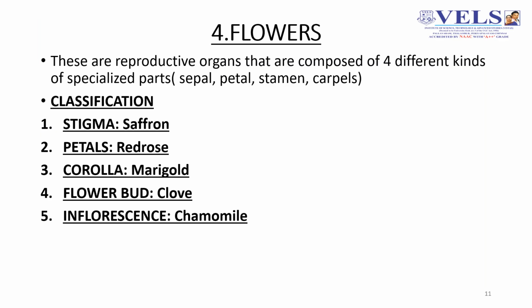So coming to the flower, these are the reproductive organs of plants that are composed of four different special parts like sepals, petals, stamens, carpels, etc. So classification based on stigma, example is saffron; then petals, red rose; then corolla, marigold; then flower bud, clove; then inflorescence, a flower arrangement is known as inflorescence, chamomile.